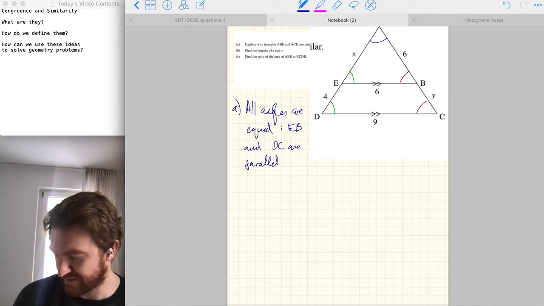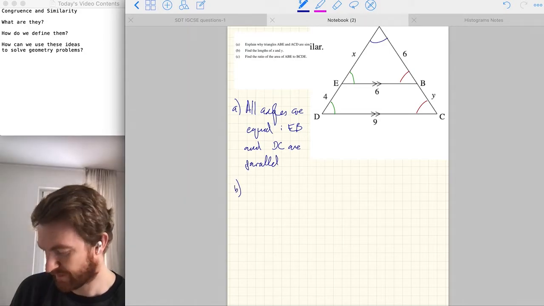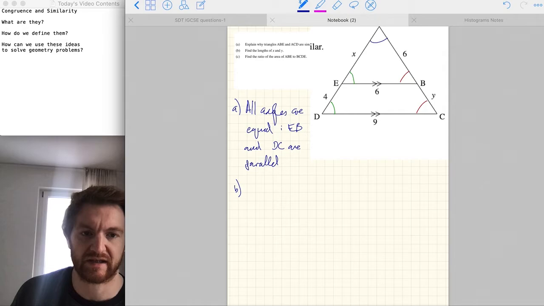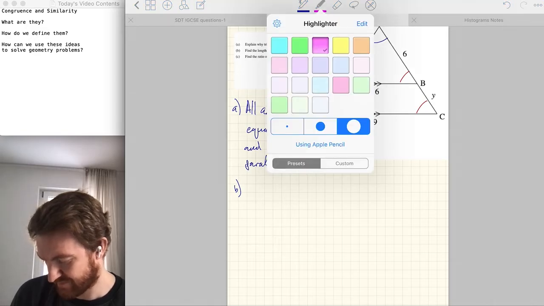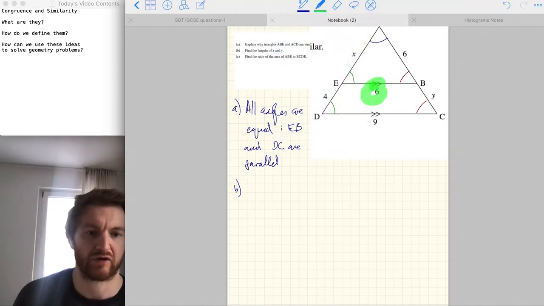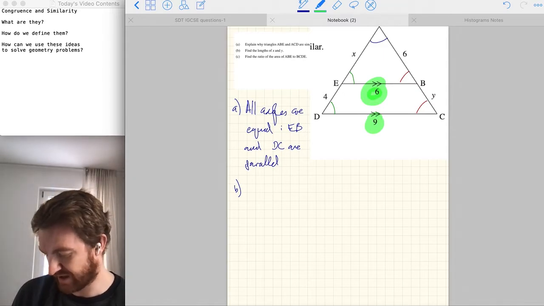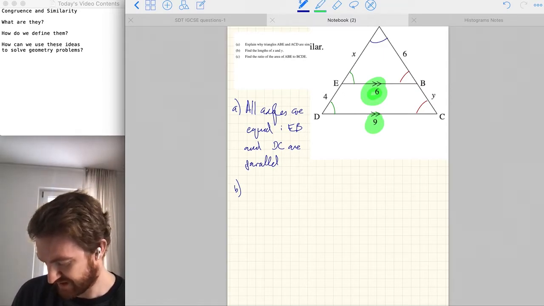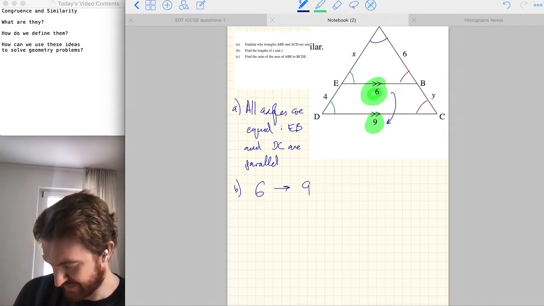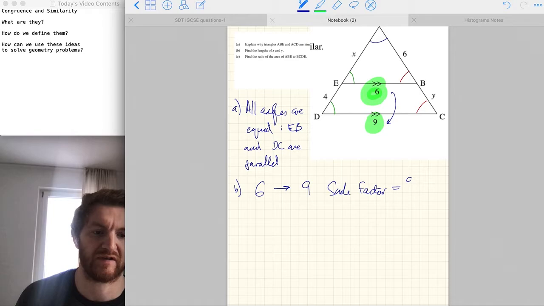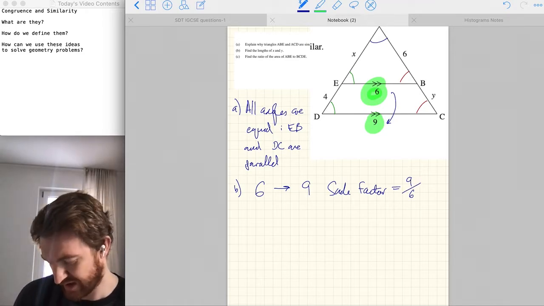Okay. Then it says find the lengths of X and Y. So what we now need to know is what the scale factor is. Now, if we look at these lines, we can see that this one here and this one here, we've got two sides that are kind of equivalent again. So we've started at 6, we've made it bigger to end up at 9. So we need to find the scale factor. I've got a 9, I started with a 6. So if we divide the bigger one by the smaller one, it gives us 1.5.